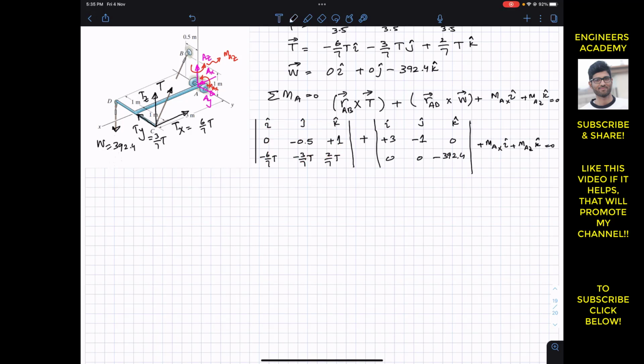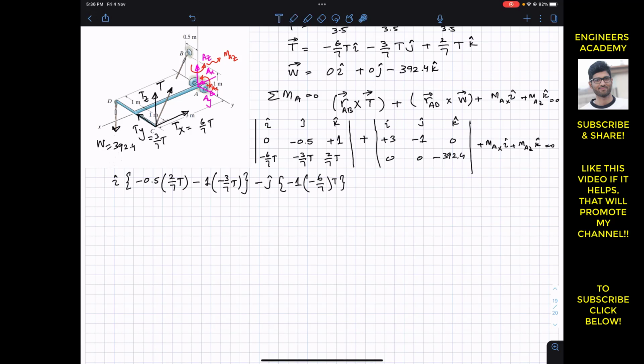So we will write for i, minus 0.5 into 2 divided by 7t minus 1 into minus 3 divided by 7t. Then for j, we need to hide this row and this column. So 0 minus this, and with j we always need to write a minus sign, so minus j, and then for j, 0 into this, so 0 minus this, so minus 1 into minus 6 divided by 7t.